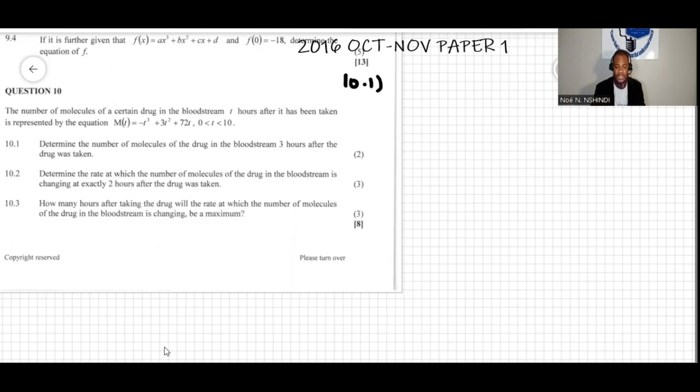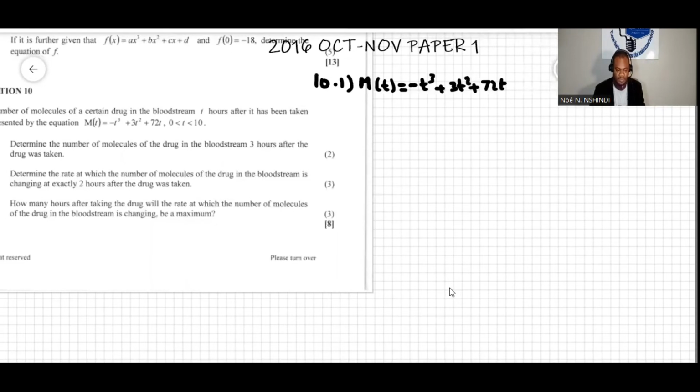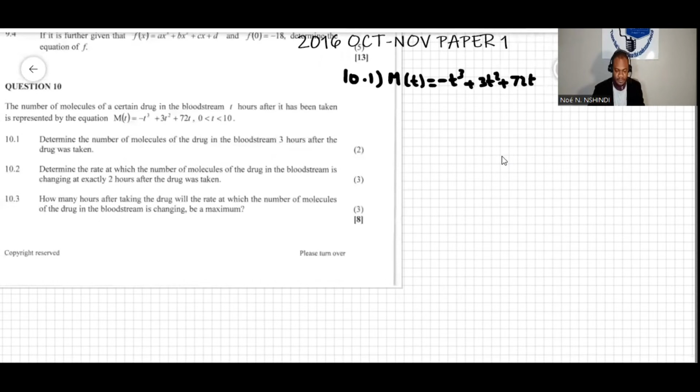I'll write the question here, 10.1. It is given that m of t is equal to negative t cubed plus 3t squared plus 72t. And then it is also said that t is in between 0 and 10.